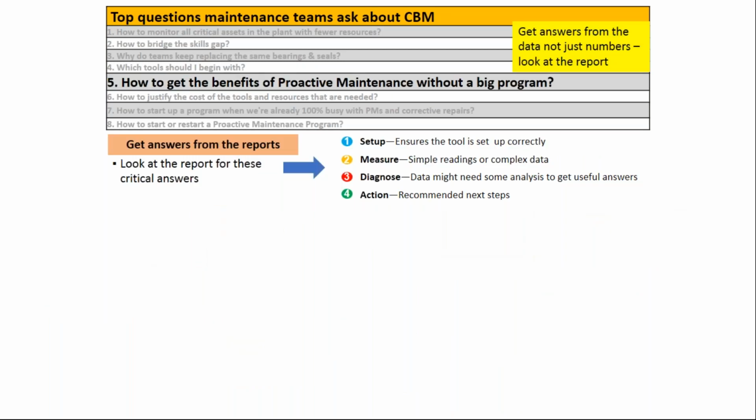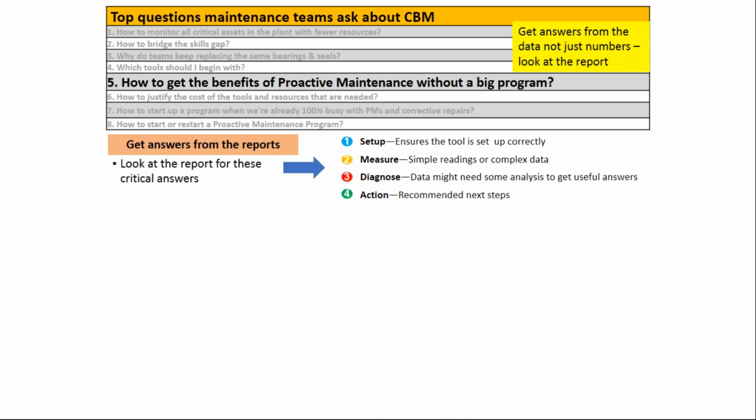Okay. Number 5 question is, how do I get the benefits of proactive maintenance without a big program? Well, many of our customers that are successful tell us you need to get answers from the data. You need answers from the report. So when you look at your reports, you need to look for 4 things.